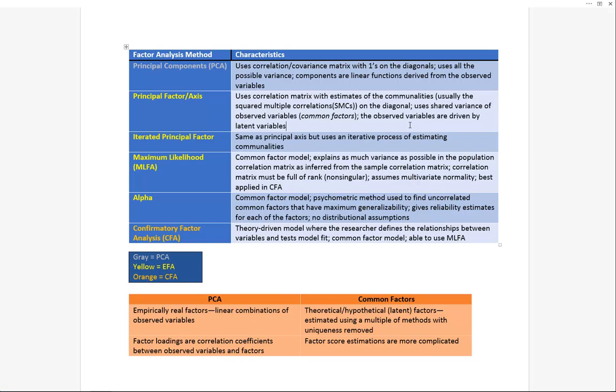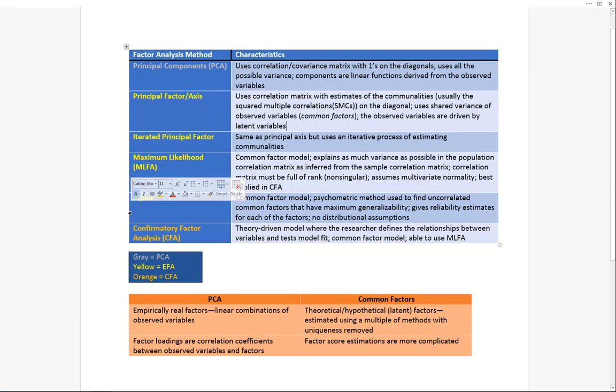Now, iterated principal factor, which is what I use most and what I've done in my research most in Stata, is the same as principal axis but uses an iterative process of estimating communalities. Maximum likelihood, or MLFA, is another common factor model. It explains as much variance as possible in the population correlation matrix as inferred from the sample correlation matrix. Here the correlation matrix must be full rank, or non-singular, and it assumes multivariate normality, and that's really important. And it's best applied in CFA, as I'll get to in a moment.